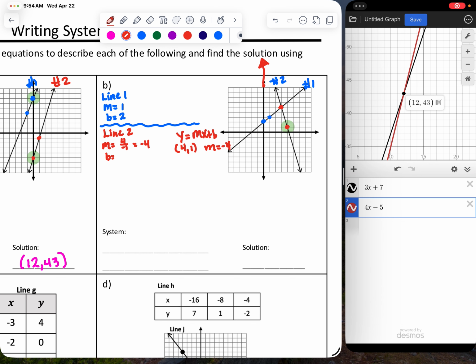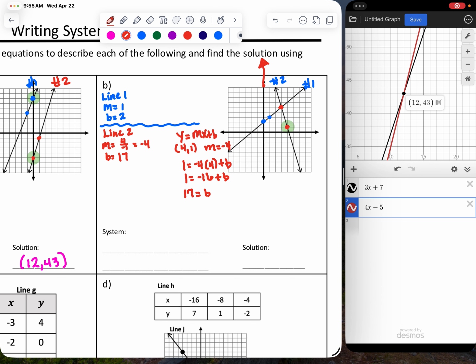So for the y, I'll plug in a 1. For the m, I'll plug in a -4. For the x, it's +4, excuse me, and then plus b. So 1 is equal to -16 plus b. Now we want to get the b isolated. So to do that, we'll have to add 16 to both sides. So 1 plus 16 would give me 17 equals b. So now I know my b is 17.